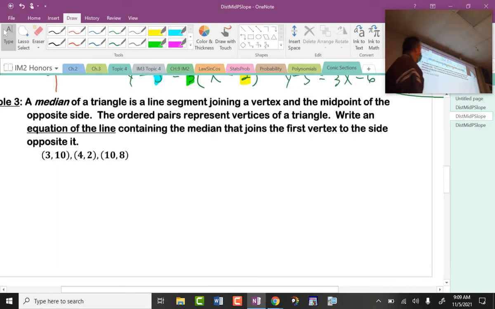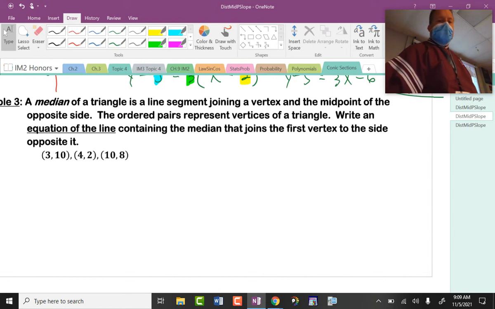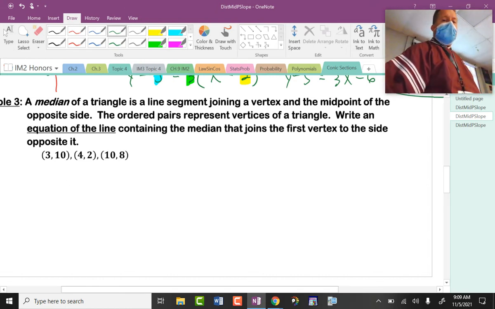Okay, example 3. Median. Median of a triangle is a line segment joining a vertex and the midpoint of the opposite side. Okay, so a little geometry definition review. The ordered pairs represent vertices of a triangle. Write an equation of a line containing the median that joins the first vertex to the side opposite. So I'm going to draw what we're trying to do here.